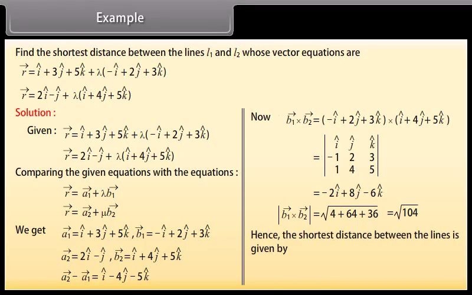Hence, the shortest distance between the lines is given by the modulus of minus 2 minus 32 plus 30, by square root of 104, which equals 4 by square root of 104.